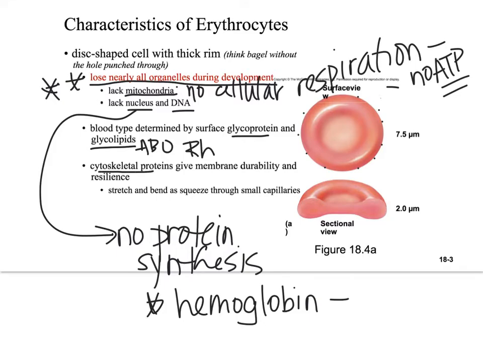The cytoskeleton of the red blood cells actually makes the membrane durable and resilient so that it can fit through these little tiny capillaries and not be destroyed. The idea is that these cells can stretch and bend and go through these little capillaries without breaking. If they break, it causes some problems if they're not supposed to be breaking.